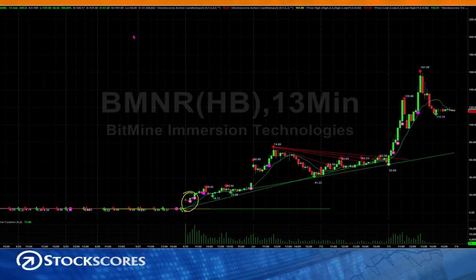It's part of my active trader courses and indicators that I've created for my members of Stockscores. What it does is it looks for statistically significant abnormal volume and abnormal price action. Now on BMNR, it actually did it earlier in the day in the pre-market. So this actually started way down here at around, I think it was around $5. That's when the stock started to behave abnormally. So we love that.